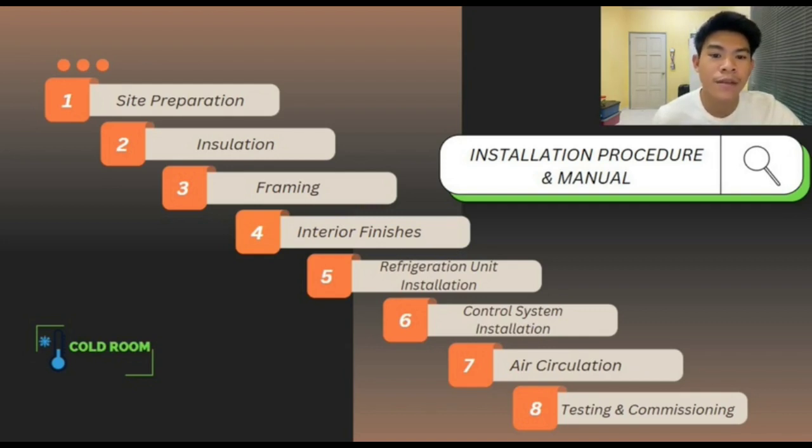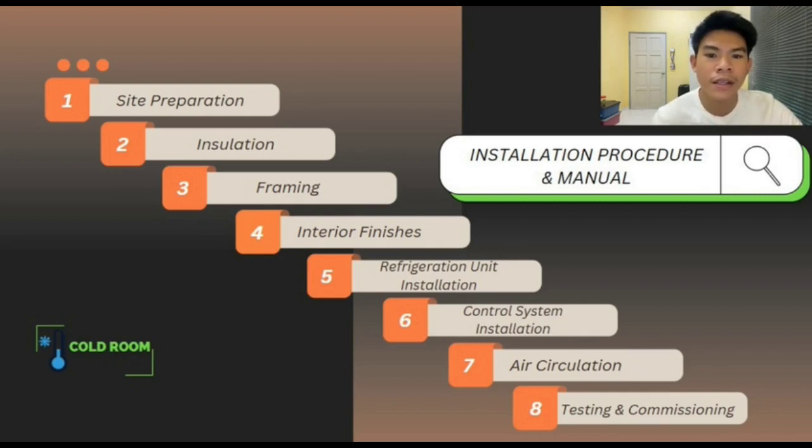Next is insulation. The walls, floor and ceiling of the cold room must be insulated to prevent heat transfer from the outside. Thirdly is framing. The walls, floor and ceiling of the cold room must be framed using structural materials such as wood or metal to provide support for the insulation and the interior finishes.